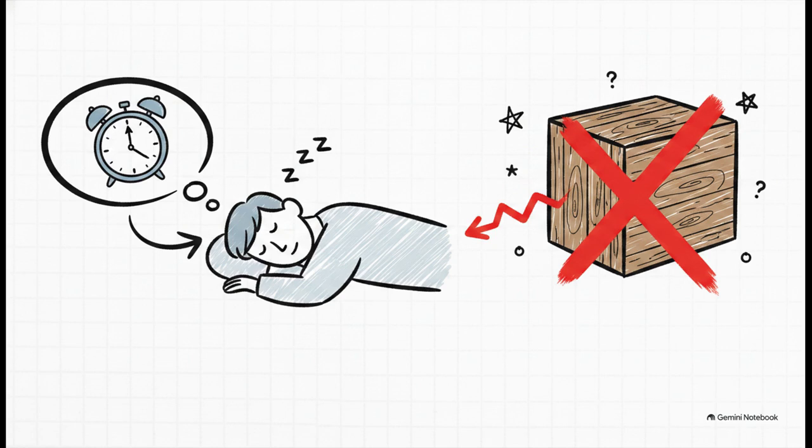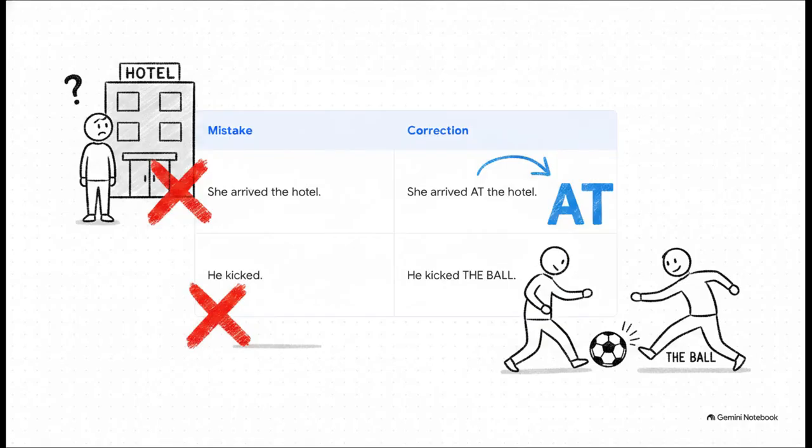It's not a physical thing receiving the action of sleeping. And wow, this brilliantly solves our opening mystery. "She arrived the hotel" is a super common mistake precisely because arrive is an intransitive verb. You literally can't arrive a thing. The action just doesn't transfer to the hotel like that. To connect the verb to the location, you absolutely need the preposition "at," making it "she arrived at the hotel."